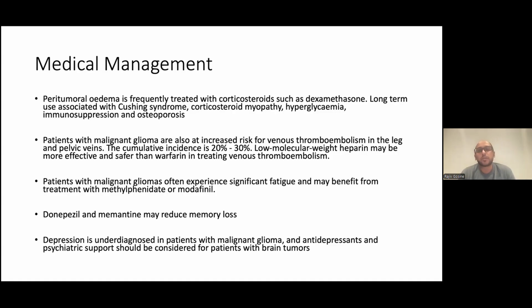Patients with malignant glioma also have increased risk of venous thromboembolism in the legs and the pelvic veins. Cumulative incidence approaches 20 to 30% in high-grade gliomas. Low molecular weight heparin may be more effective and safer than warfarin in treating established venous thromboembolism. Patients with malignant gliomas often experience significant fatigue and may benefit from treatment with methylphenidate or modafinil. Donepezil and memantine may reduce the memory loss, and depression is often underdiagnosed in these patients. So antidepressants and psychiatric support should be considered.